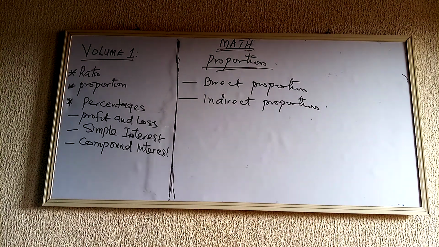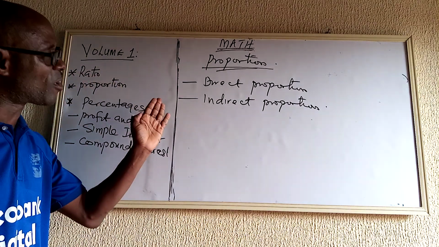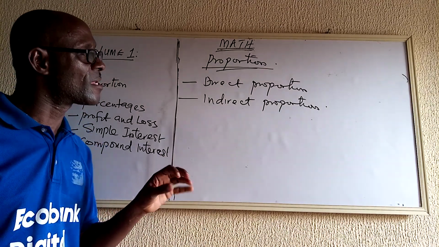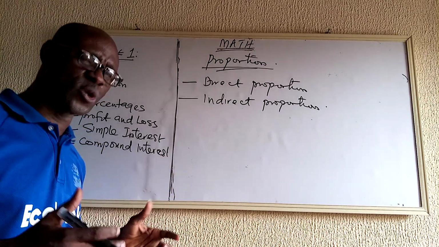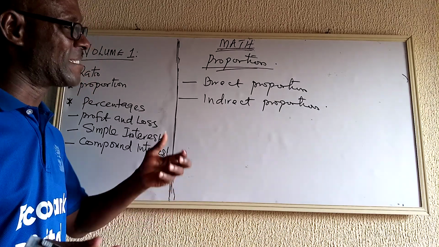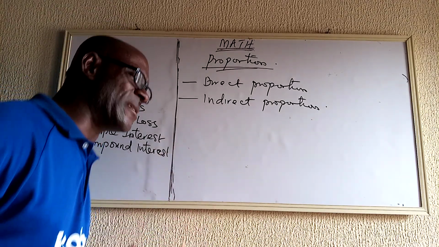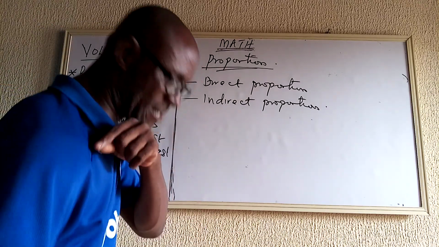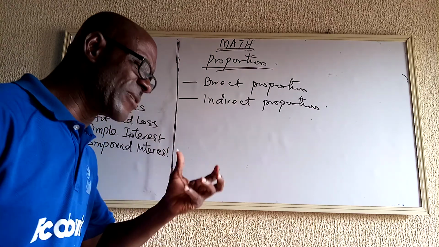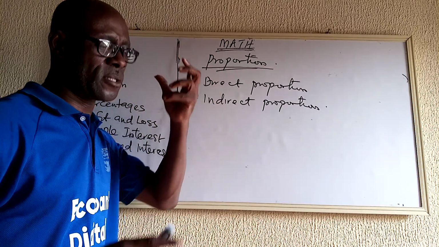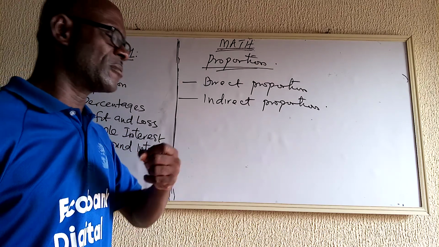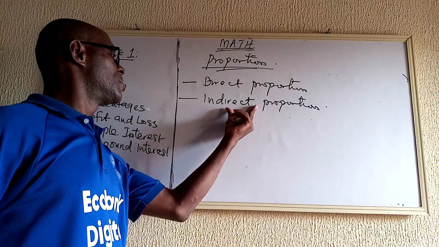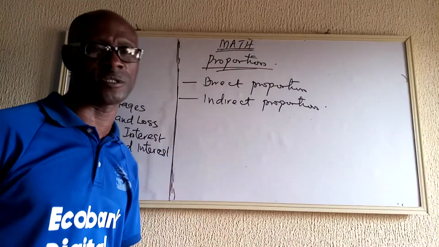Now, indirect proportion, what does that mean? It means when there are two things in consideration and an increase in one causes a decrease in the other. Look at that. Increase in one causes decrease in the other, or decrease in one causes increase in the other. Then such a proportion is indirect proportion.